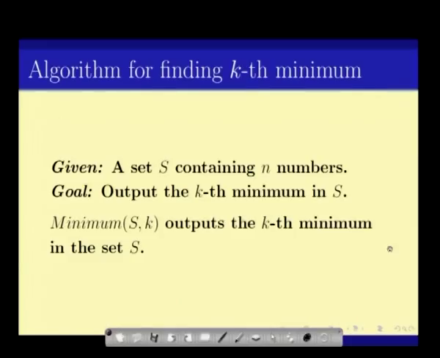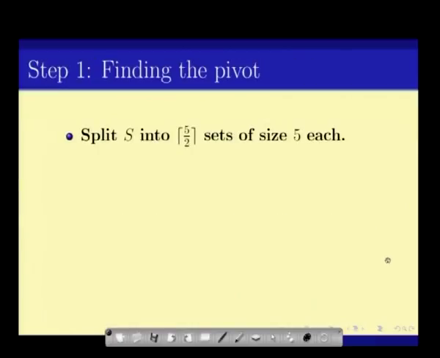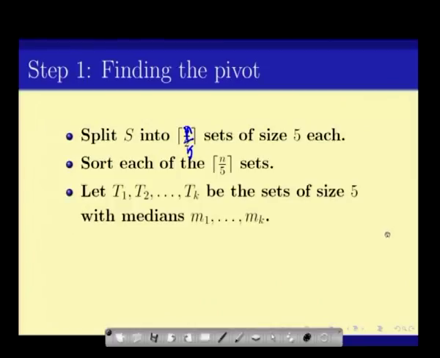So, let us just recap this algorithm. We have this Min(S, k) which outputs the kth minimum in the set S, and what do we do? We first split this set S, and after we have split it up, we sort each of these n by 5 sets individually. Then let S1 to Sk be the sets of size 5, and we have already sorted them. So, we find the medians of all of them. So, it is M1 to Mk.